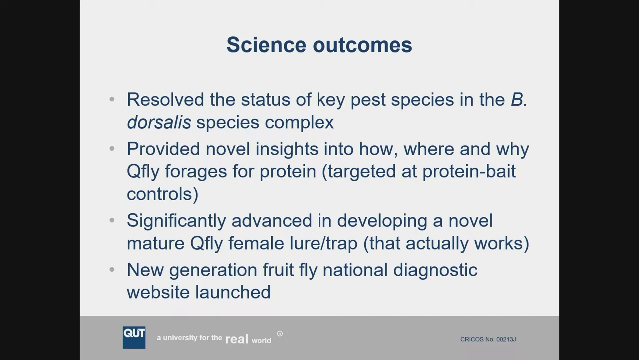So what are the science outcomes that we've achieved? We've resolved the status of key pest species in the Bactrocera dorsalis species complex. This was a problem which had been going on for 20 years without resolution. In fact, sometimes quite acrimonious debate.